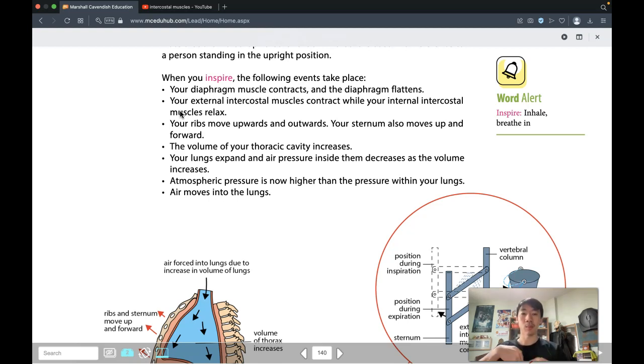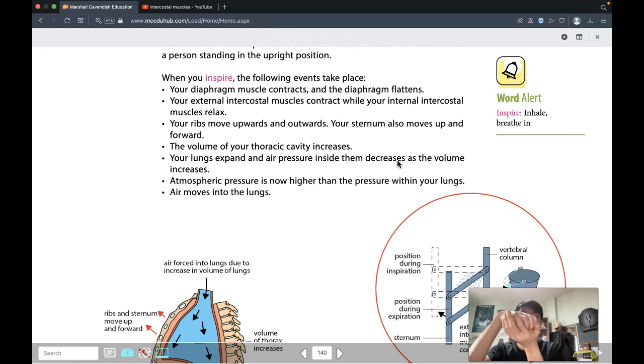and forward. Okay, so all of these will cause the volume of your thoracic cavity to increase. When the volume increases, it allows your lungs to expand, and the air pressure inside them will decrease. Okay, why? Because same amount of air, but the air can move further apart, so the pressure is lesser, right?